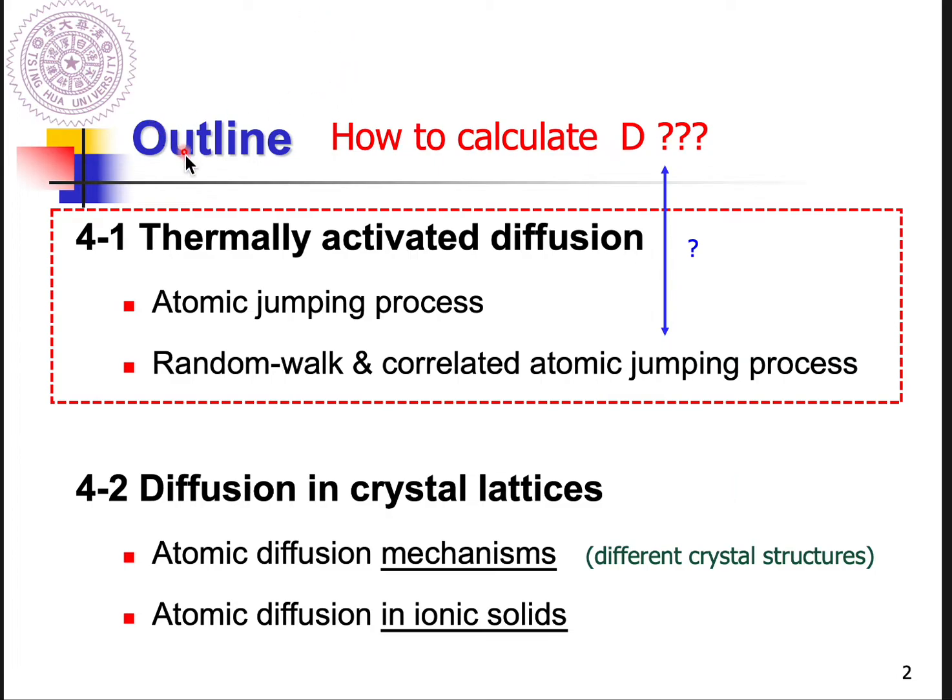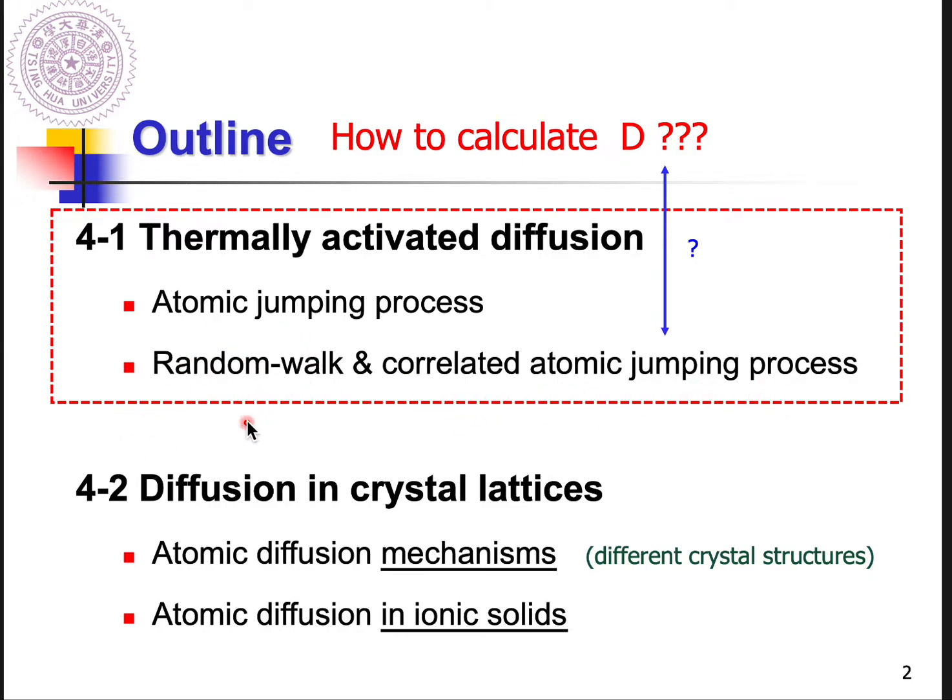So the outline can be divided into two parts. The first part is the thermally activated diffusion. That means the atomic jumping process relies on the thermal energy only. And this process can be classified as the random walk or correlated atomic jumping process.